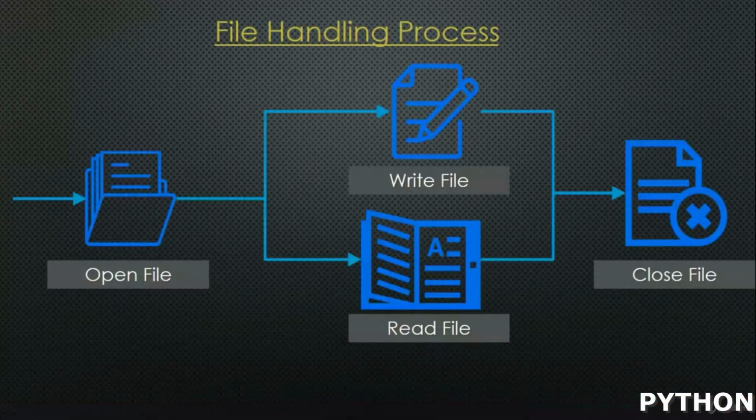Now I'm going to discuss the file handling process. Suppose you want to read a file: the first operation is to open the file, the second is to read the file, and then close the file. But if you want to write a file, you open the file, then write the file, and then close the file. Suppose you want to write a file which is not present in that directory. By using the write method in write mode, a new file is created automatically.